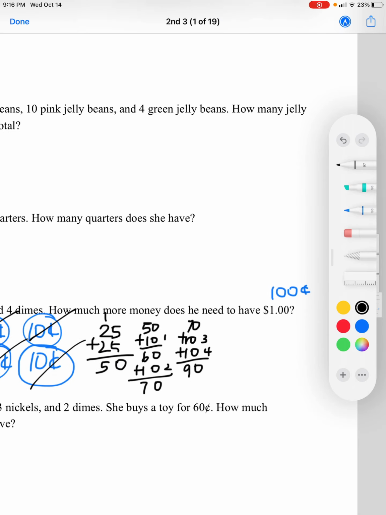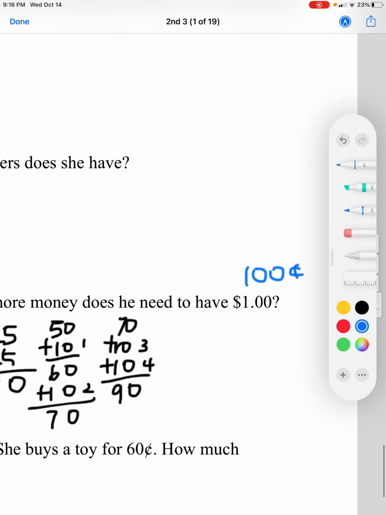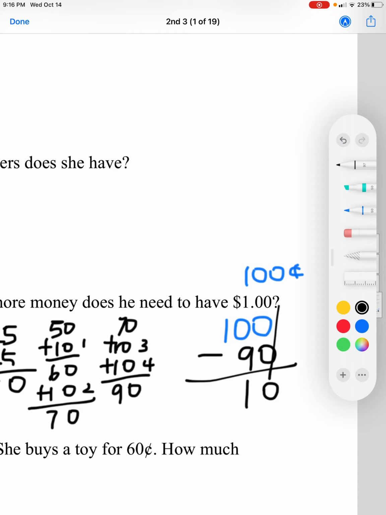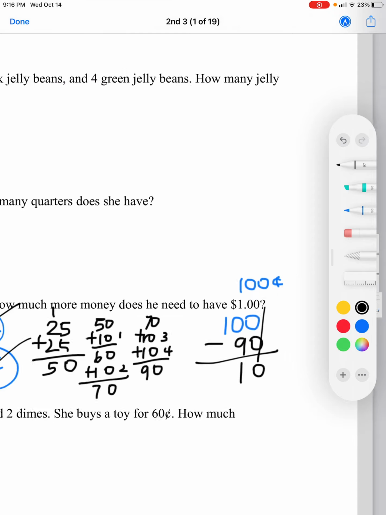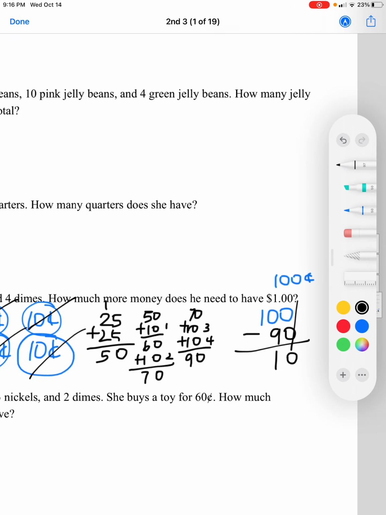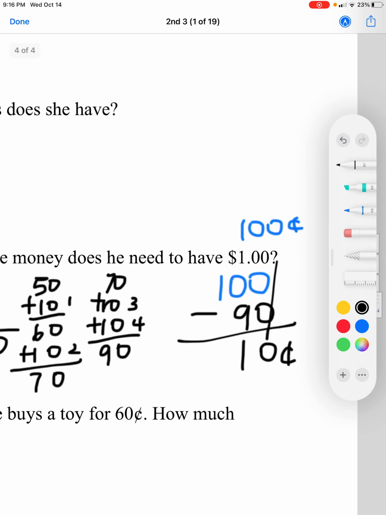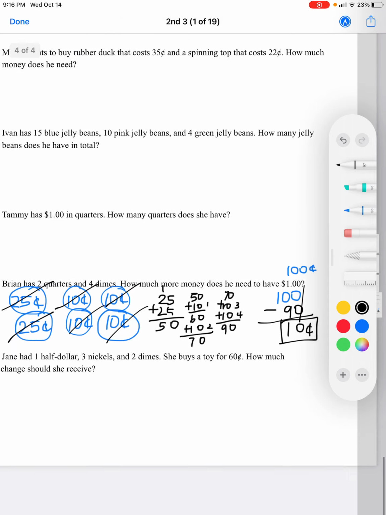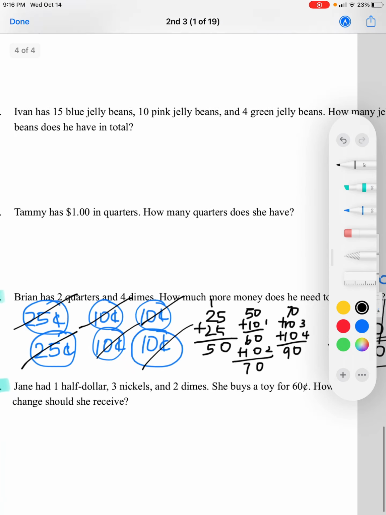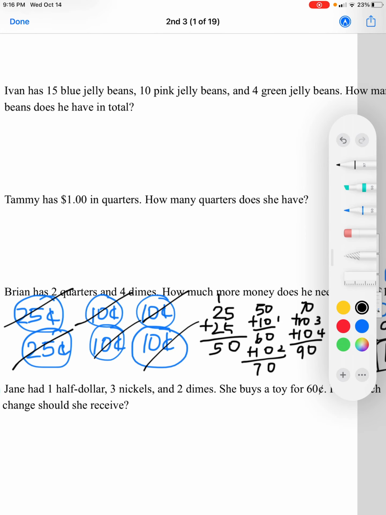So how much more money does he need to have 100 cents? We'll subtract to find the difference. Okay, 0 minus 0 equals 0. And then now we're left with 10 minus 9. 10 take away 9 is 1. So that's 1 in the tens place. So Brian needs 10 more cents to have $1. So that's how you do that problem. And we'll move on to the next question.